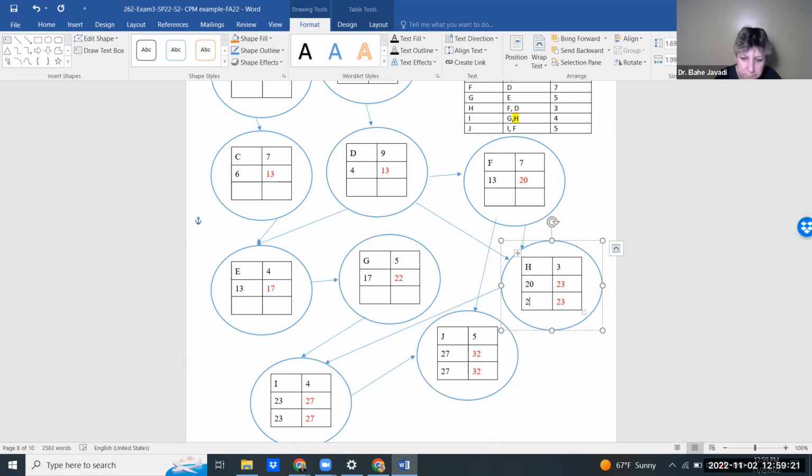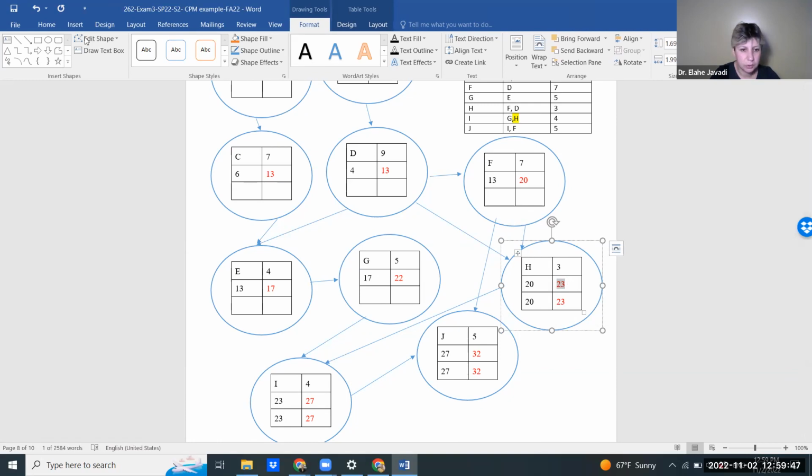All right, so here, the change was that we made I depend on H, and because of that, the earliest start of I changed to 23, because I depends on H and G has a latest finish of 22. This one has a late finish of 23.